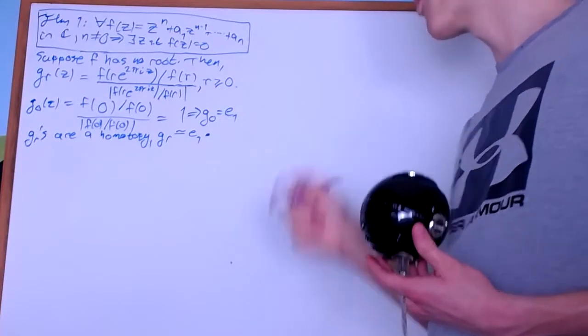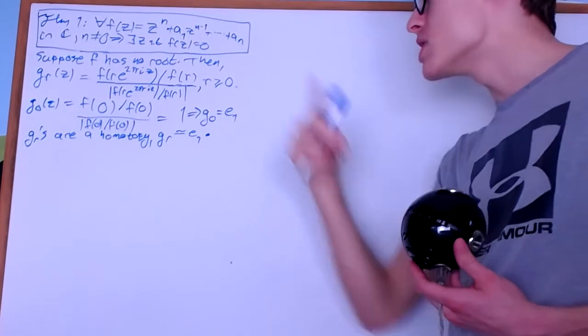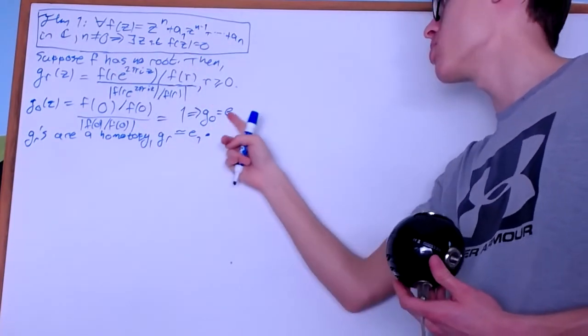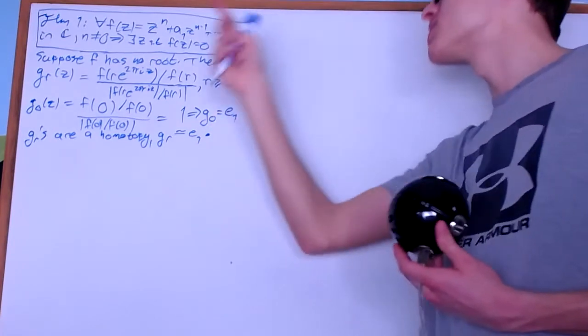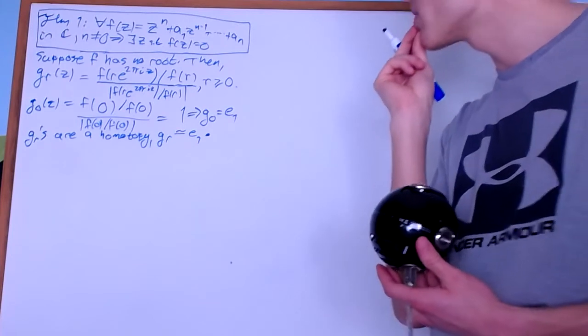This is going to be important because we're going to use these g_r and show that they're homotopic to the loop that goes around n times. For that to be the case, it has to be homotopic to e_1, which then means n is 0. And we have our contrapositive. How exactly do we approach doing that?